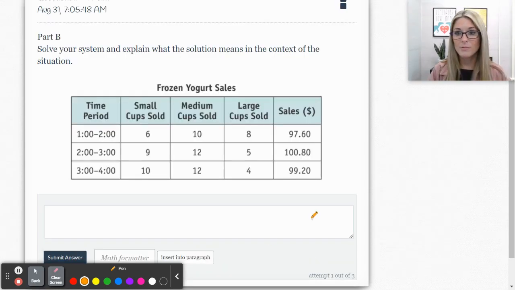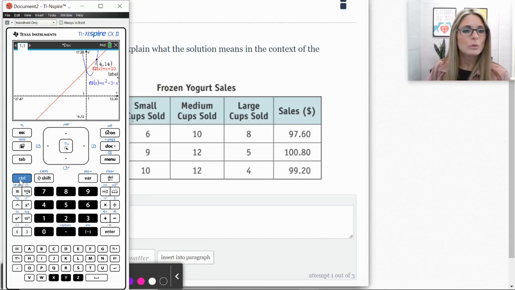On part B, which is the next question on your review, it's to solve that system and explain what the solution means in the context of the problem. Taking your equations, you can plug them into your calculator. This was a 3-variable system: small, medium, and large, 3 variables and 3 equations. You have to have 3 equations if you're going to have 3 variables. So let me grab our calculator and we'll plug it in.